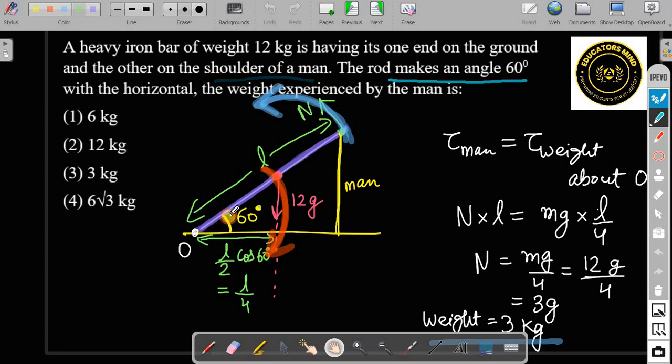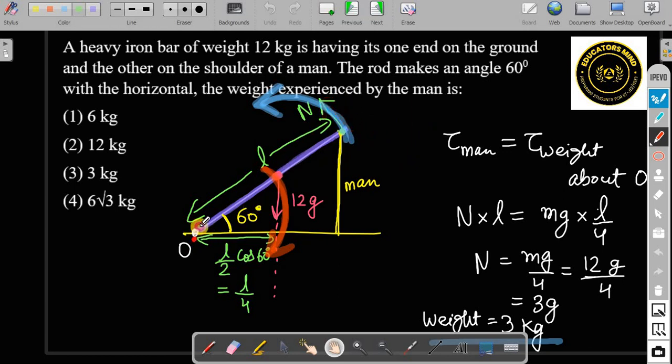The rod makes 60 degrees. This angle is also given, how much it is making with the horizontal. The weight experienced by the man is the normal, because he is applying the normal force to this rod. The same normal force will also act on the man. We have not drawn the free body diagram of the man because that is not important. Here we have to study the rod.